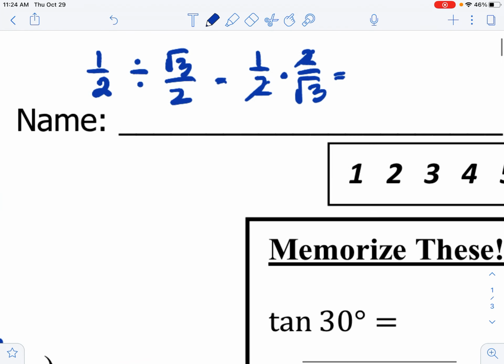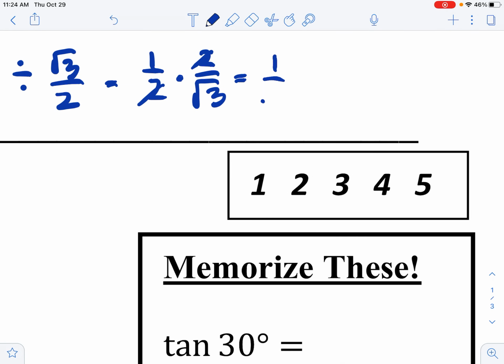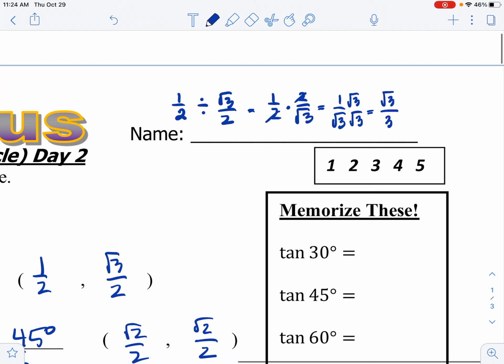The 2's cancel when you simplify, not multiply. Now I can multiply straight across. I get 1 over root 3. We know that we can't leave an answer like that. We need to rationalize by multiplying by root 3 over root 3. So in my numerator, I get root 3. In my denominator, root 3 times root 3 is 3. So the tangent of 30 degrees is root 3 over 3.